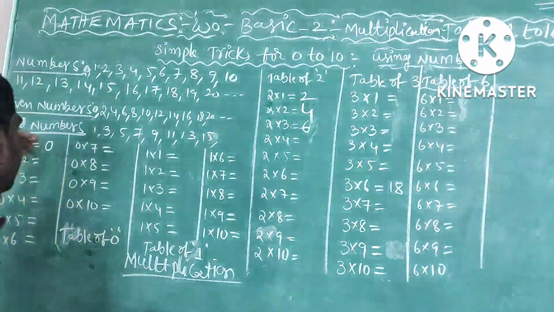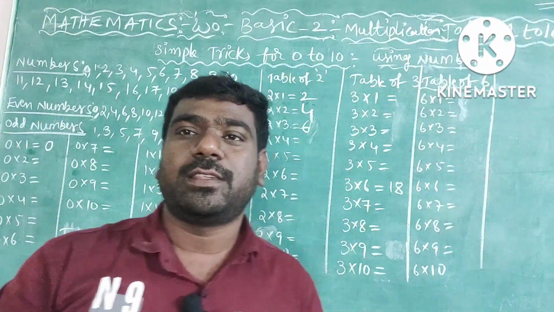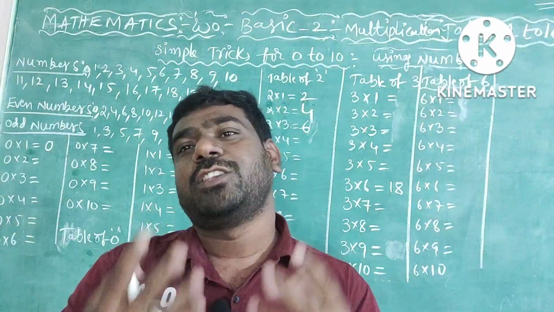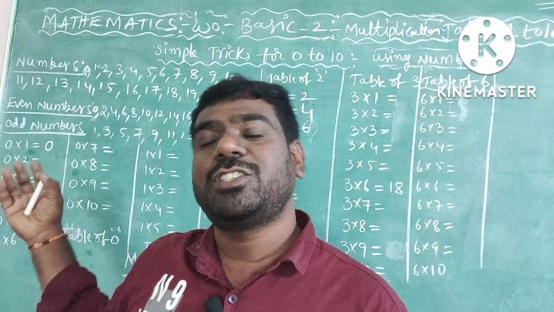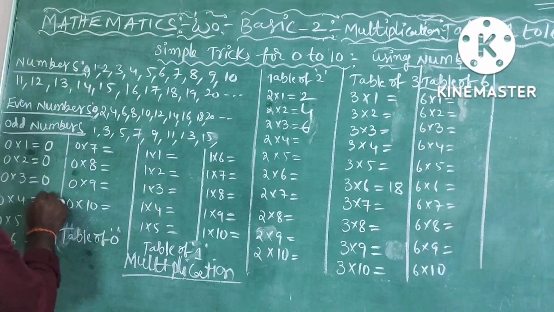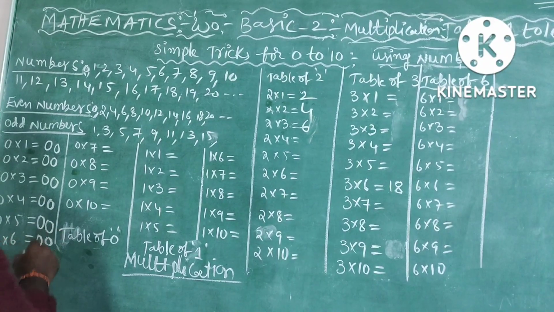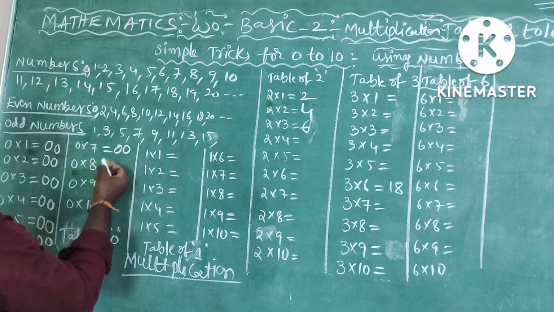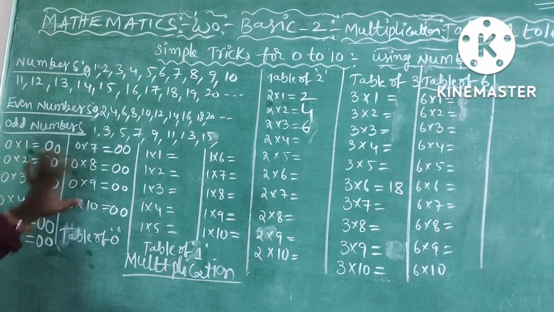The trick is: there is a rule for 0. Multiply any number with 0, the answer is always 0 only. So in the 0 table, any number we multiply, you will get the answer 0 only. So write the answer for the 0 table: all zeros only. Yes or no? So 0 1 is 0, 0 2 is 0, 0 3 is 0, 0 7 is 0 and so on. So the 0 table is finished.